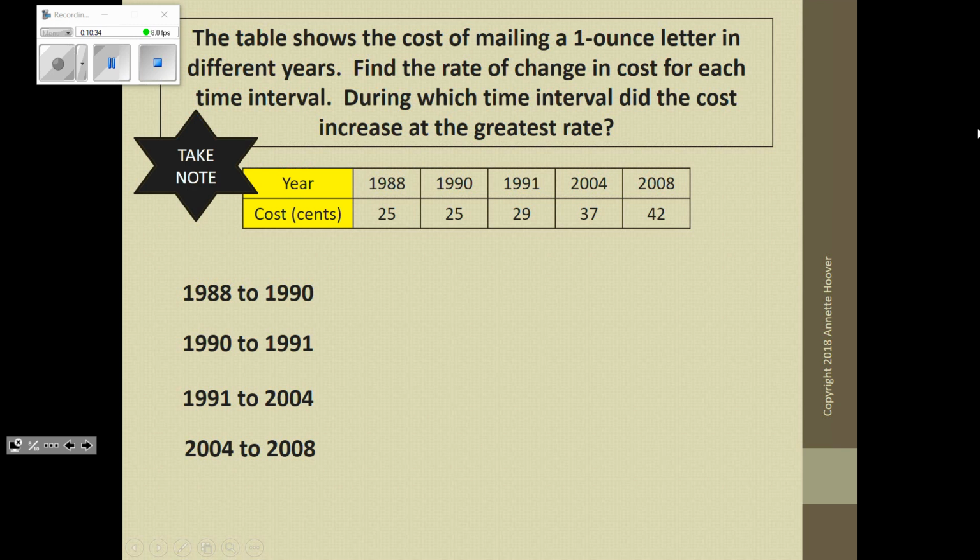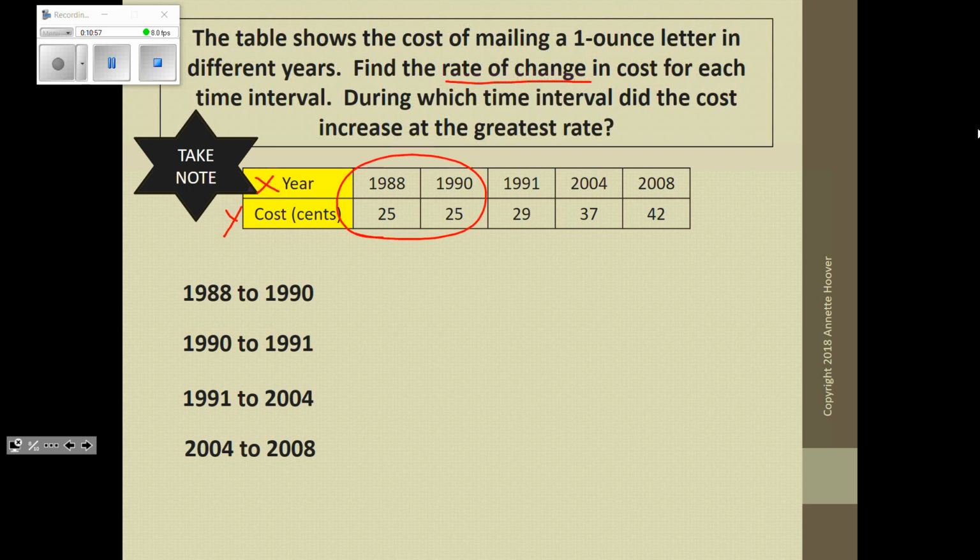And of course, when you have a table of information like this, the top is the x, the bottom is the y. So the top is the independent, and the bottom is the dependent. But it's just asking you to find the rate of change in cost for each time interval. So to do that, when it asks for 1988 to 1990, we look at these two sets of information.